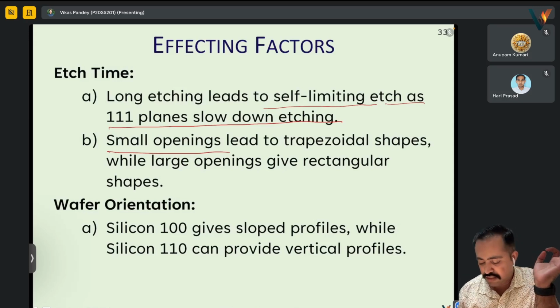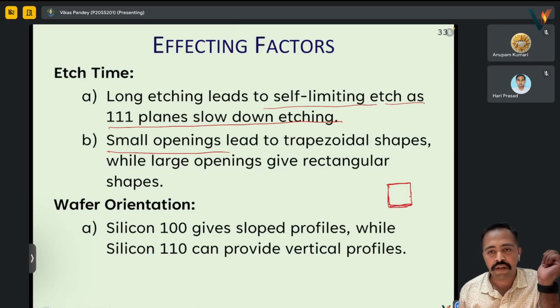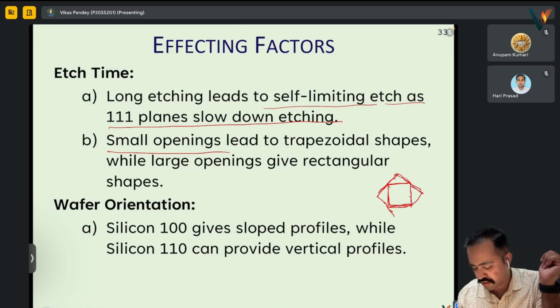Like if you have such an opening and it is in the 111 plane, actually the etching will be something like this; the etched structure will be, on the top, we will get a structure like this.